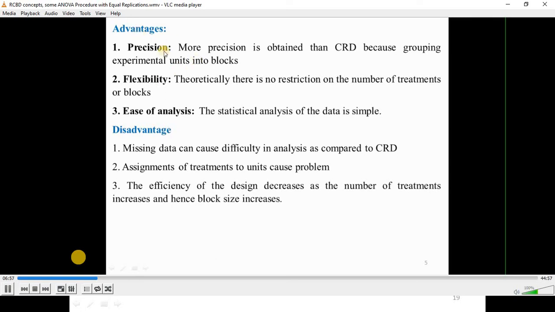When we see the advantages, the precision: the design is more precise than that of CRD, because grouping the experimental units into blocks makes the information from the experiment more precise. As for flexibility, theoretically there is no restriction on the number of treatments and blocks.